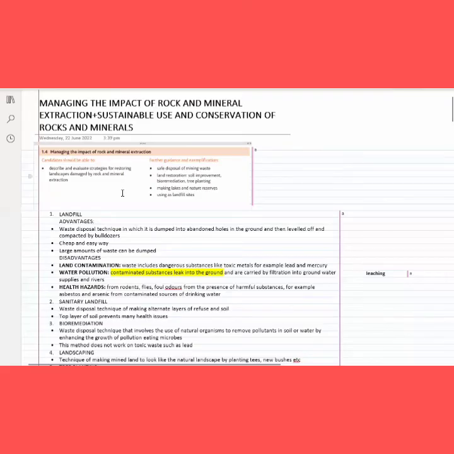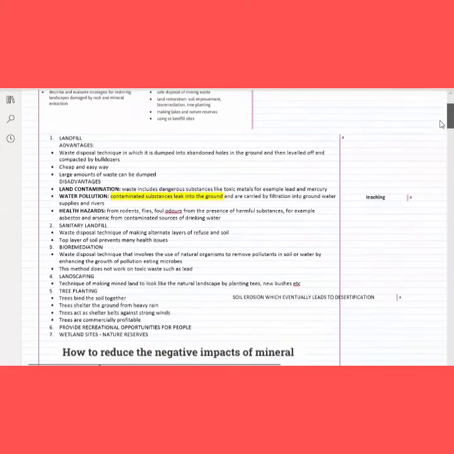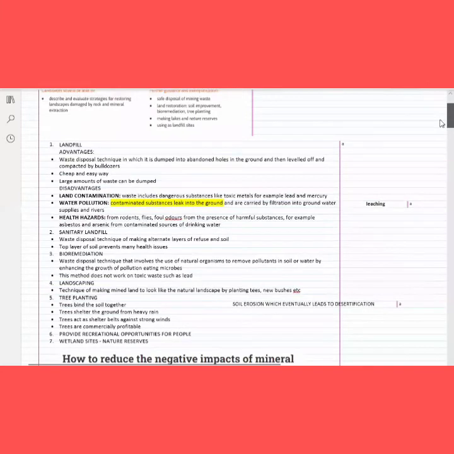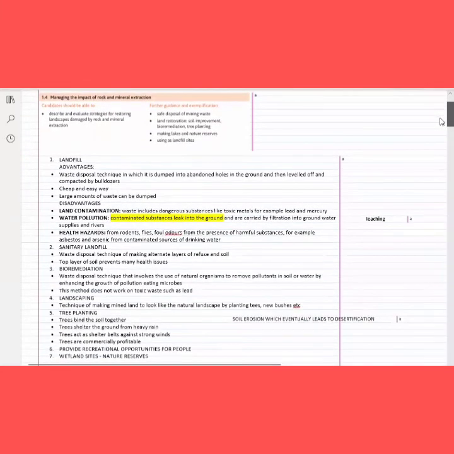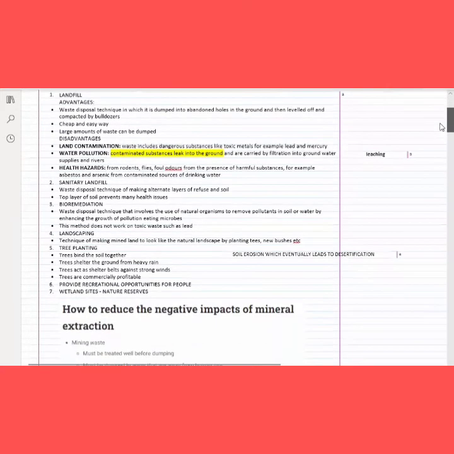So, describe and evaluate strategies for restoring landscapes damaged by rock and mineral extraction. You have a few techniques on how you can handle the waste, how you can handle the quarry, the large hole left in the ground after mining. So the first thing is landfill, right? Abandoned quarries or large holes left in the ground as a result of mining can be used to dispose of waste, right?